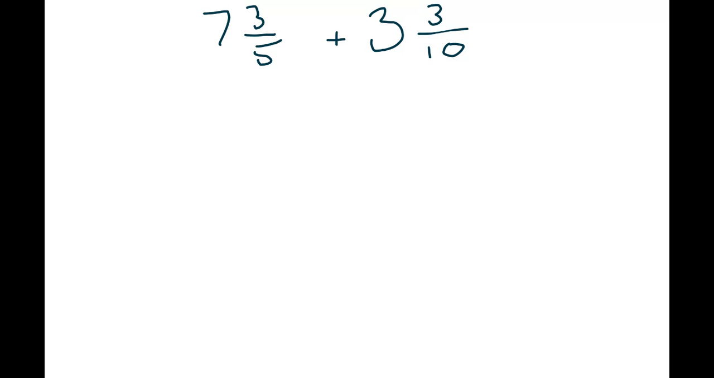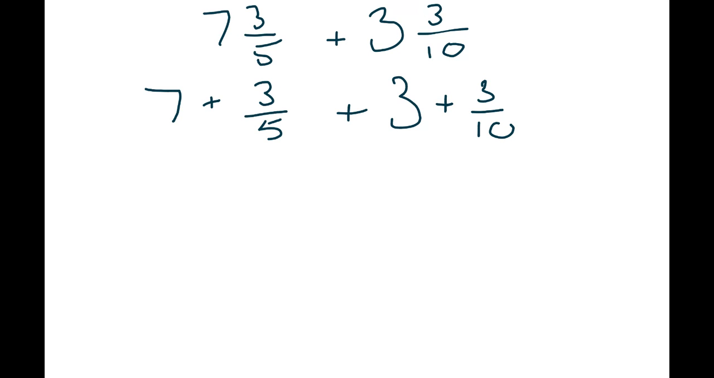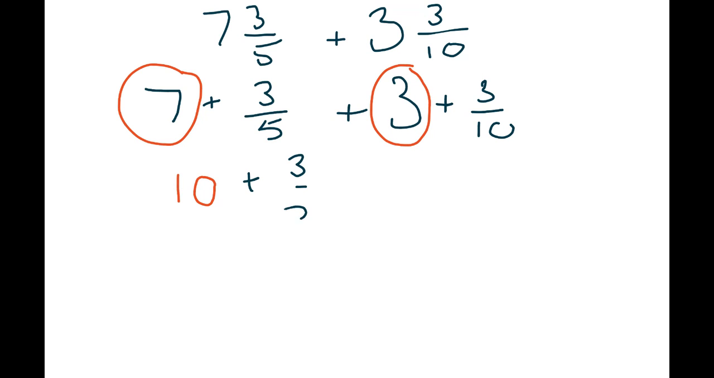So what this is really saying is that I have 7 whole ones plus 3/5 plus 3 whole ones in 3/10 of an extra number. So I can actually take these two numbers, my two whole numbers, and go ahead and add them together, which means that I'll have 7 plus 3, which is 10. And then I still need to add 3/5 plus 3/10.